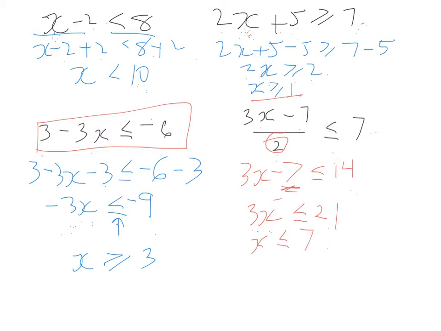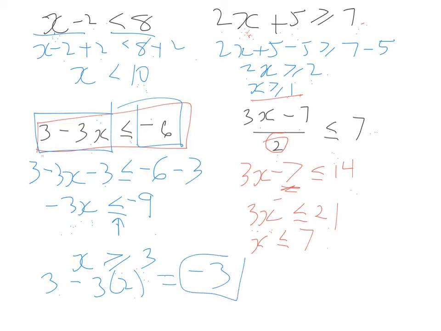And to check that, if x is equal to or greater than 3 in this, then our left-hand side will be less than or equal to negative 6. If it's any less than 3, so for example, if we put in 2, 3 minus 3 times 2, that gives us negative 3. Negative 3 is not less than negative 6, so it doesn't work. So if we put in 3, then it'll work, we'll end up with negative 6. If we put in 4, it'll still work, we'll get less than negative 6, which is what we want. So that's the way we go about solving inequalities or inequations.